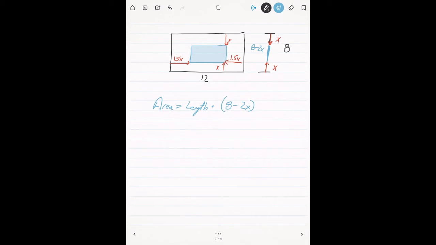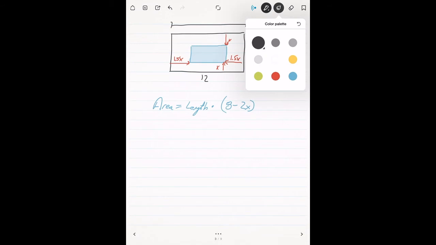Now let's go ahead and try the length out. Let's try to find what that length is. So let me clear a little space here. Okay. We're going to do the same idea. We start with 12 feet, right? From here to here is 12 feet. But we've moved in a certain amount. We moved in 1.5x. And we moved in another 1.5x over here.